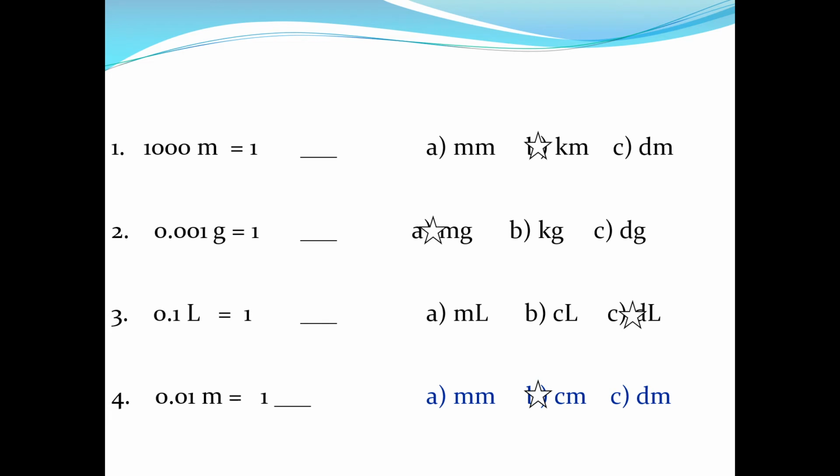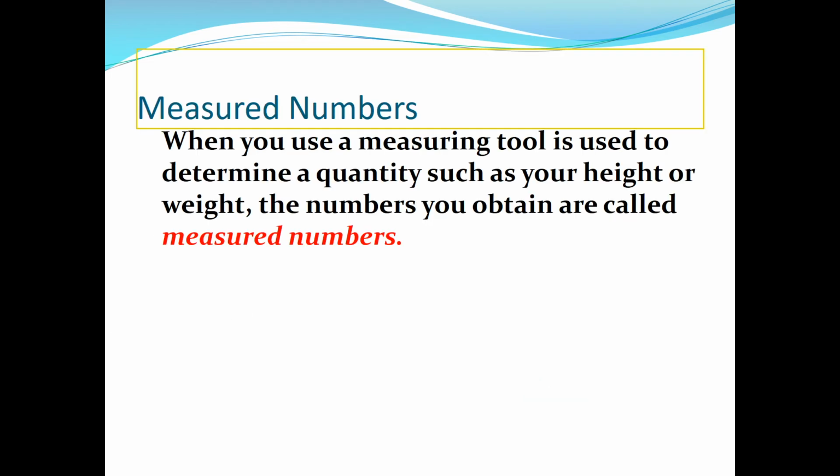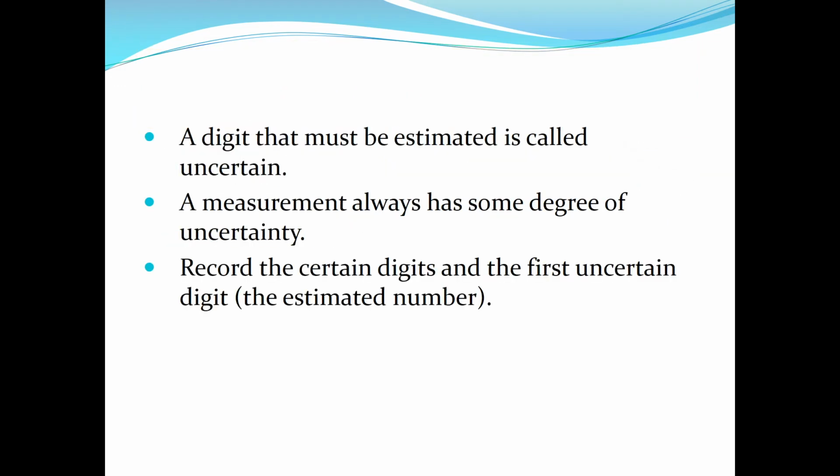This is what we got. So measured numbers. When you use a measuring tool to determine a quantity such as your height and weight, the numbers you obtain are called measured numbers. They are estimates. They are not precise. You do not know your exact height. You can't measure anything exactly. You have to estimate some digit. There's going to be some level of uncertainty.